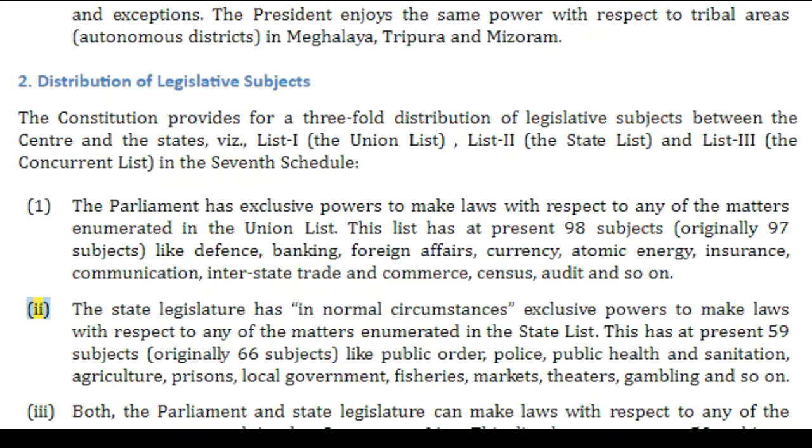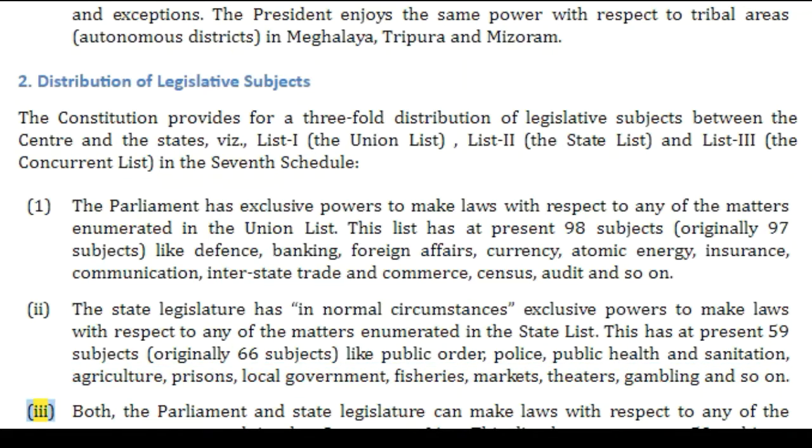2. The state legislature has in normal circumstances exclusive powers to make laws with respect to any of the matters enumerated in the State List. This has at present 59 subjects, originally 66 subjects, like public order, police, public health and sanitation, agriculture, prisons, local government, fisheries, markets, theatres, gambling and so on.